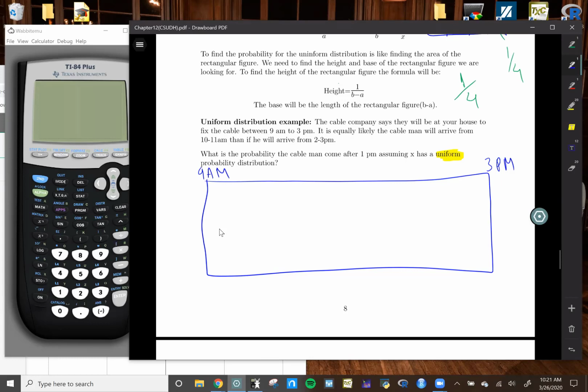So usually when you're using time, you don't want to use time, because time tends to reset. At 12 o'clock, it will go back to 1, 2, 3. So you don't really want to use time. What we're going to say is how much time the person has waited. So say the cable guy arrived at exactly 9 a.m., how much time did the person wait for?